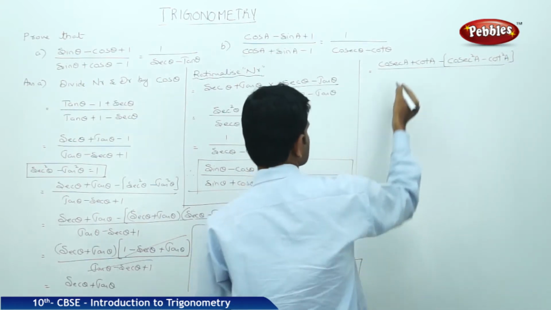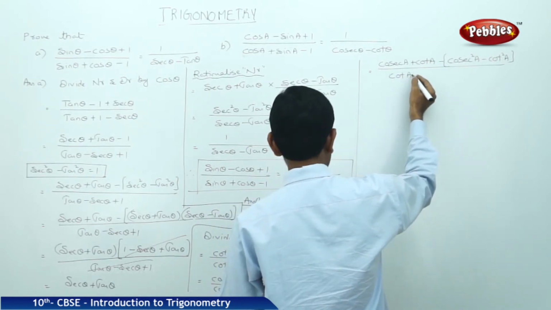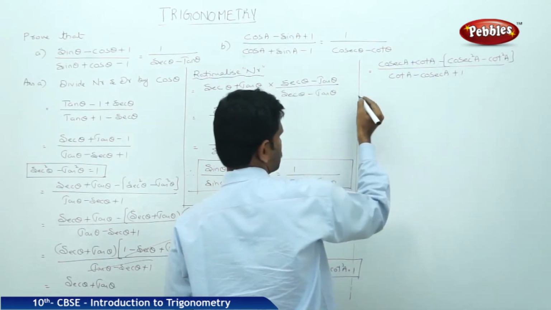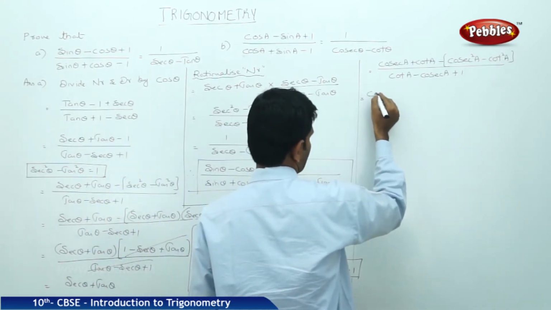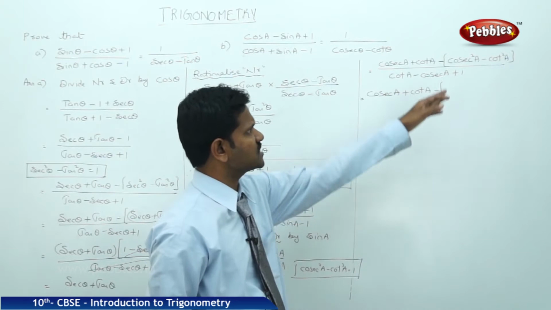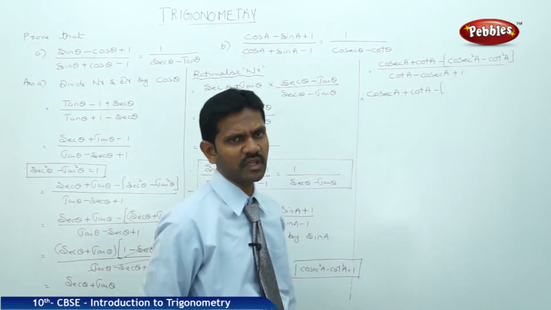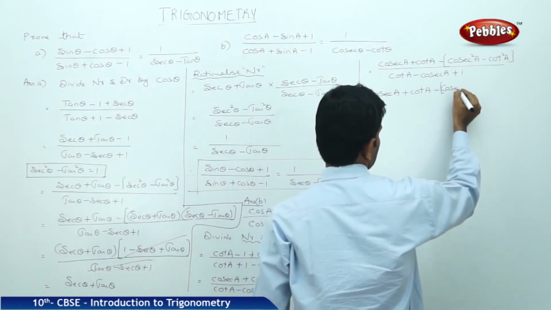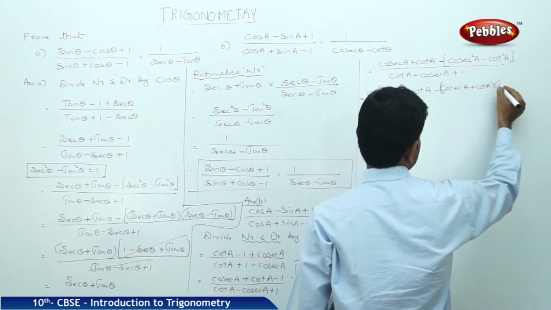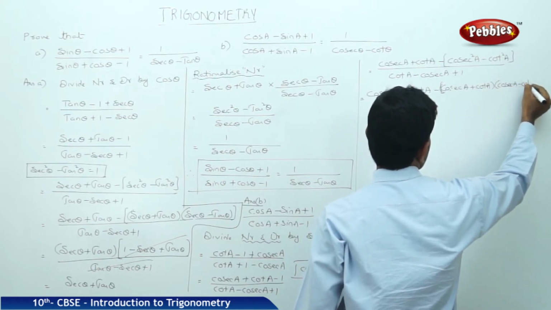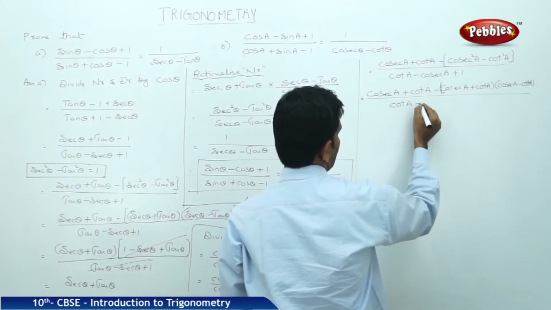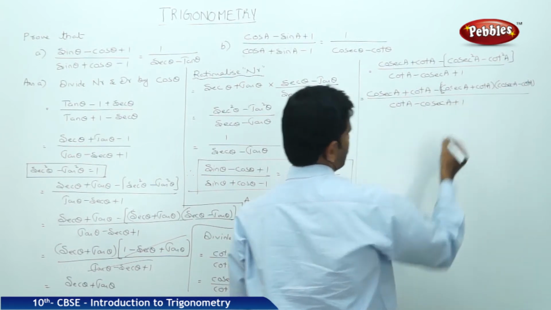by denominator write as it is, cot A minus cosec A plus 1, that is equal to numerator cosec A plus cot A minus, this is of the form a square minus b square, that will be a plus b into a minus b, by cot A minus cosec A plus 1.